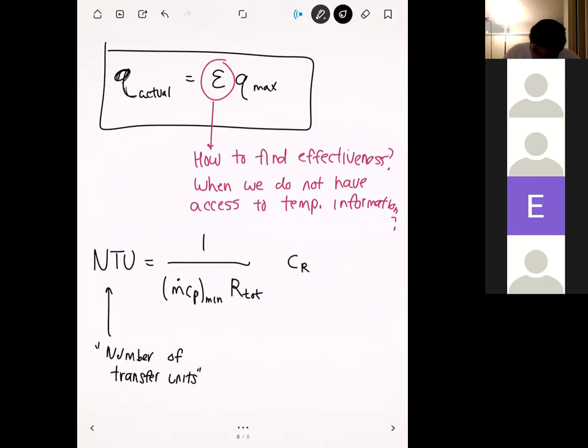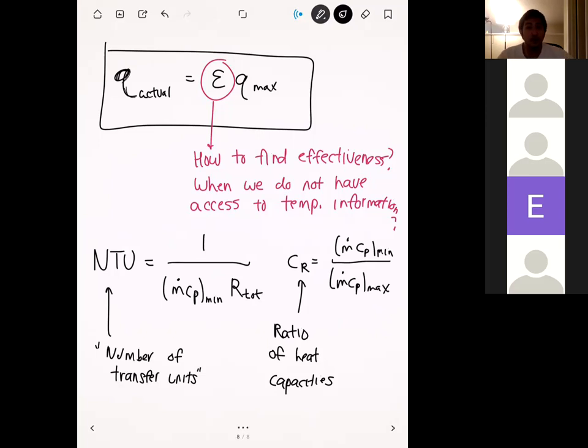And then the other variable that we need to compute here is CR. CR is just going to be the ratio of the heat capacities. So CR is going to be m dot Cp min divided by m dot Cp max. And then once we have these two quantities, there's another formula that we can plug into to solve for the effectiveness of either a parallel flow heat exchanger or a counterflow heat exchanger.